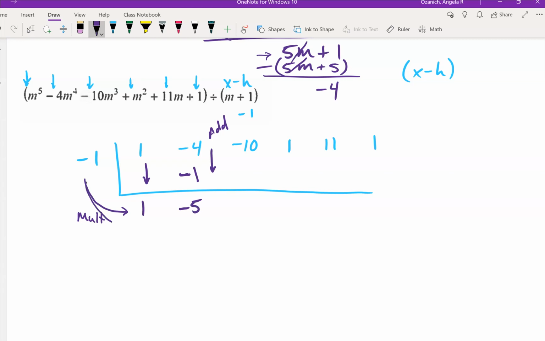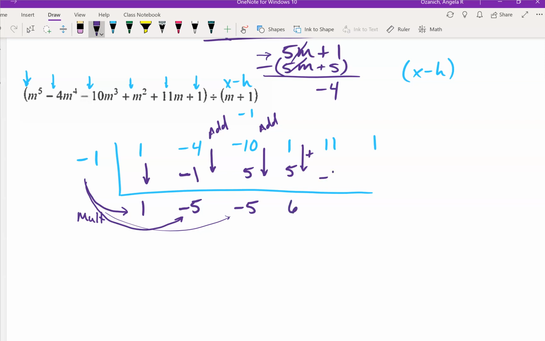Then you're going to multiply again, -1 times -5, put it in this spot. And then you're going to add going down, -5. Is that okay? So far so good? Then you're going to multiply again, -1 times -5. It's going to be another 5. And then you add going down. It's going to be a 6.